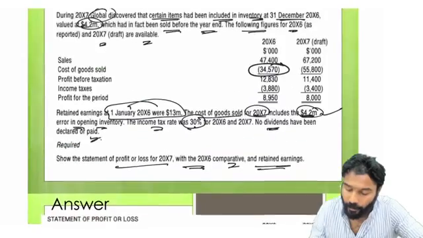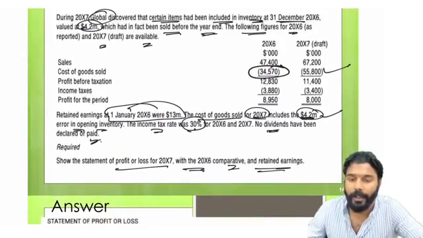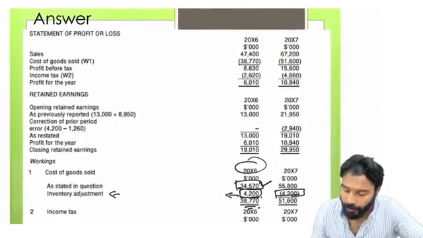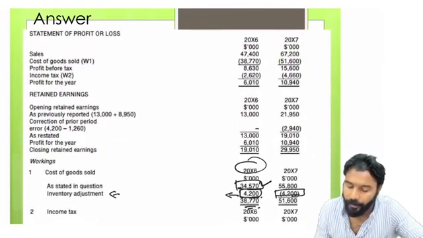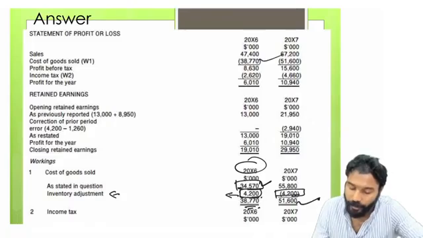So as stated in the question, what is the value? 55,800. So we should reduce this 4,200 here and we'll add it back here. So these are the restated figures. So we'll be using these figures to calculate the profits now.